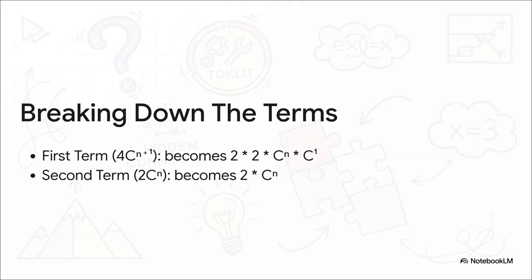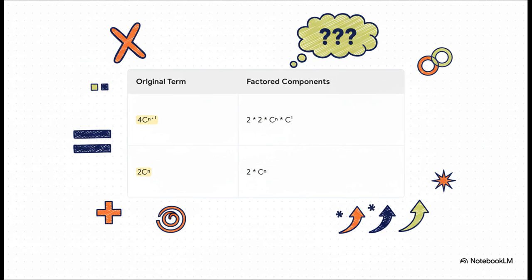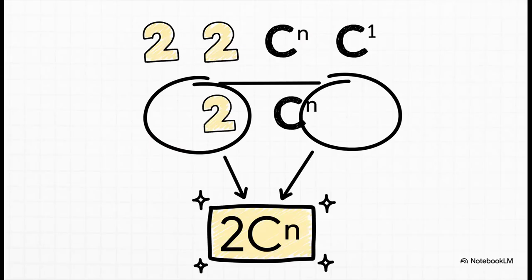So with our new little trick, we can rewrite both of our original terms. That first term, the 4c to the n plus 1, now we can break it down into its most basic parts. And the second term, well, that one was already pretty simple. And when you lay them out side by side like this, it becomes so much clearer to see what they actually have in common. All we're doing here is a little visual matchmaking for the factors. And look at that. It's pretty obvious now, right? They both share a 2, and they both share a c to the n. So, boom, our greatest common factor has to be 2c to the n.